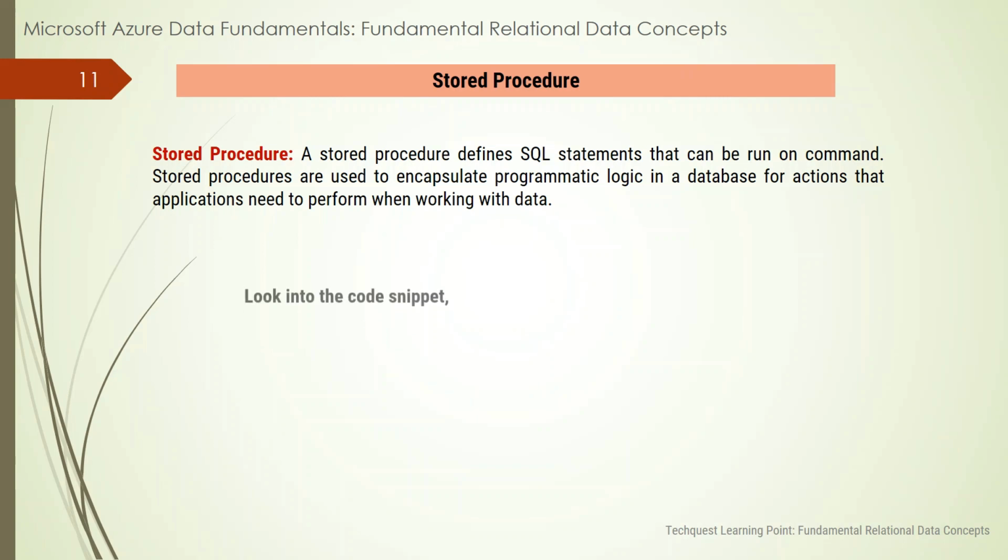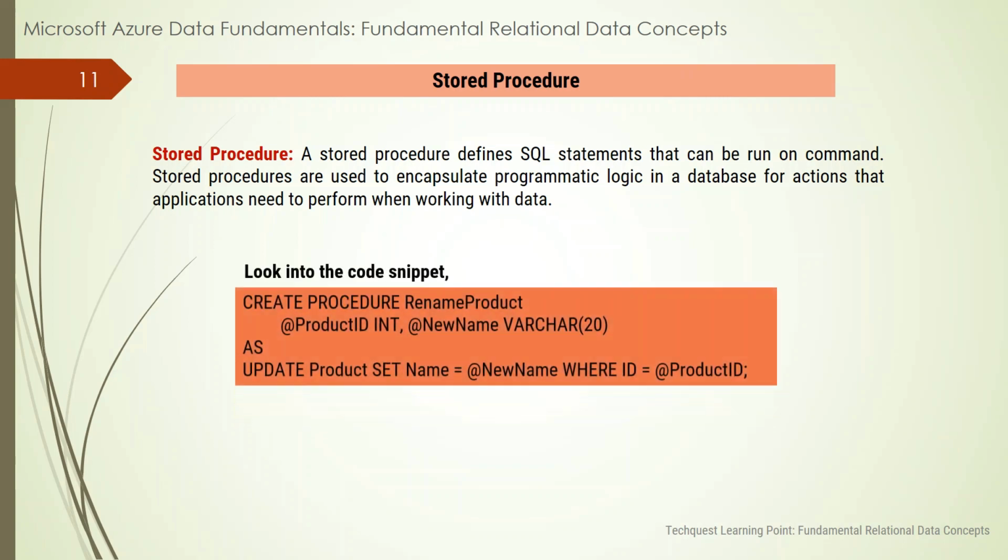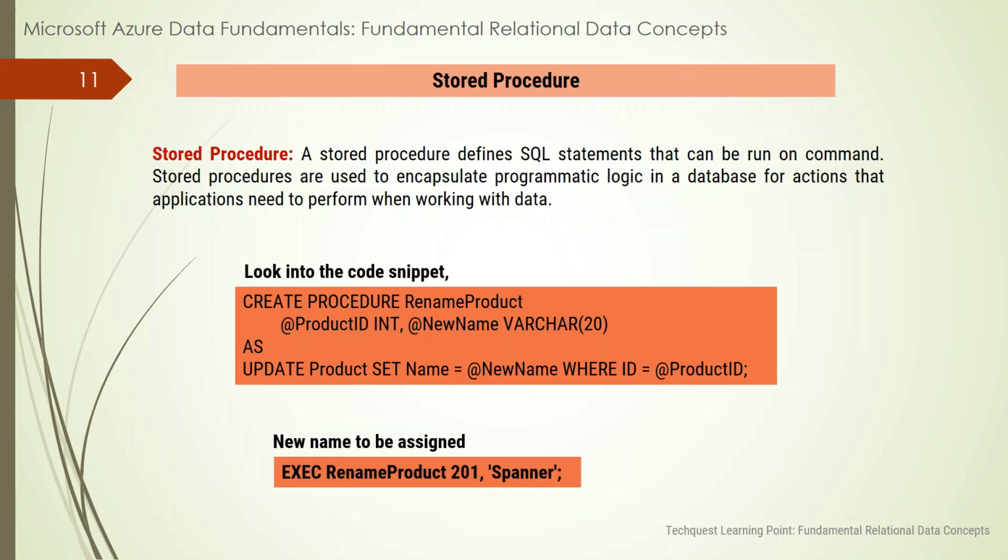Look into the code snippet. The following stored procedure could be defined to change the name of a product based on the specified product ID. When a product must be renamed, you can execute the stored procedure passing the ID of the product and the new name to be assigned.